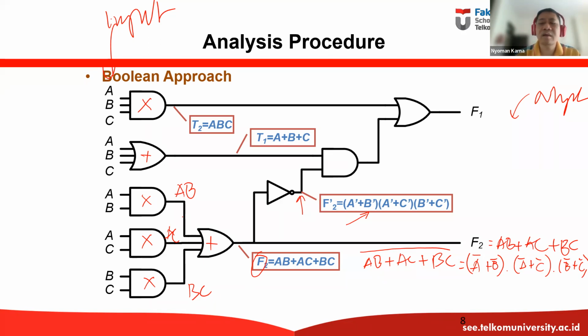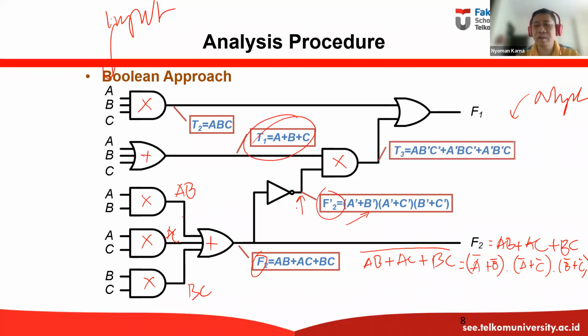And then the next one is the AND gate. The AND gate is a multiplication of T1 and F2 naught. So it will become A B naught C naught plus A naught B C naught plus A naught B naught C.